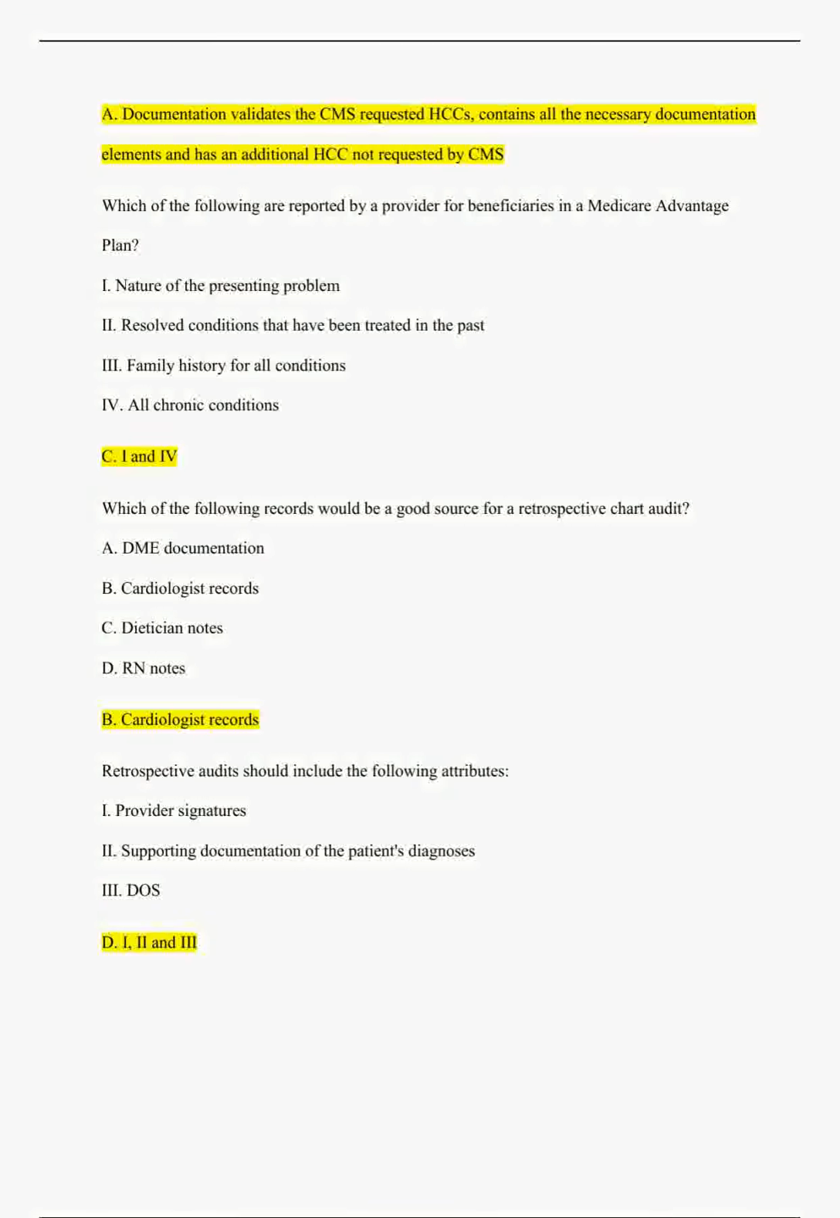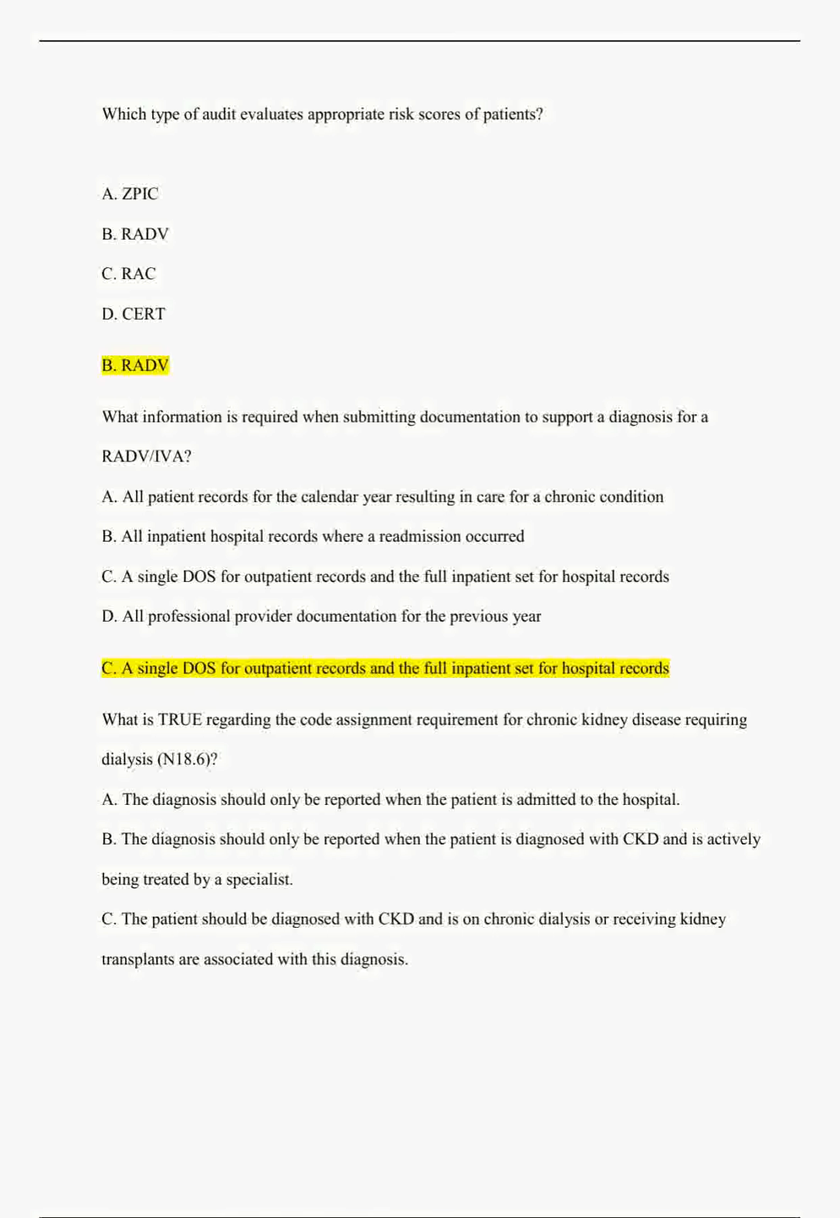Retrospective audits should include the following attributes. 1. Provider signatures. 2. Supporting documentation of the patient's diagnoses. 3. DOS. D. 1, 2, and 3. 2/3. Which type of audit evaluates appropriate risk scores of patients? A. ZPIC. B. RADV. C. RAC. D. CERT. B. RADV.